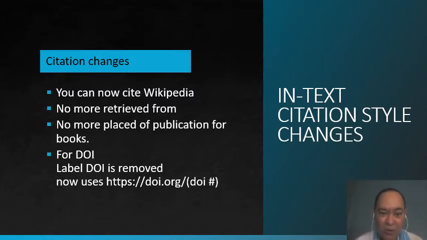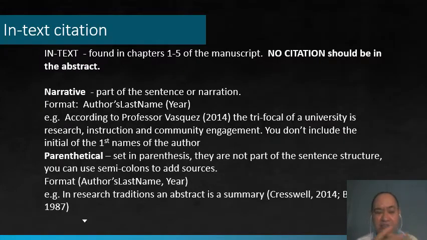Then we have no more "retrieved from," no more place of publication for books. Then you have DOI. Here's an example of in-text citation. What is an in-text citation? An in-text citation is found in chapters 1 to 5 of the thesis.